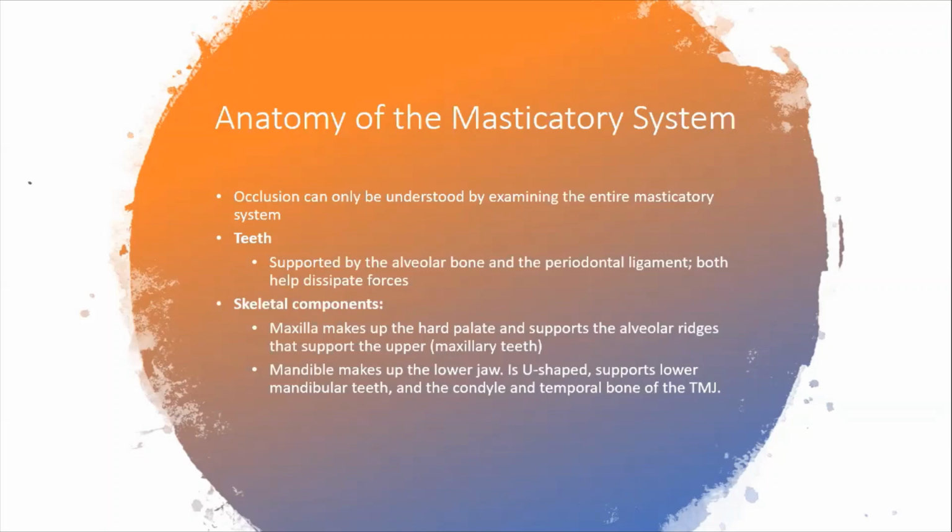We've got the maxilla that makes up the hard palate and supports the alveolar ridges that support the upper maxillary teeth. And then we have the mandible, which makes up the lower jaw. And this is U-shaped and it supports the lower mandibular teeth, the condyle, and the temporal bone of the TMJ.